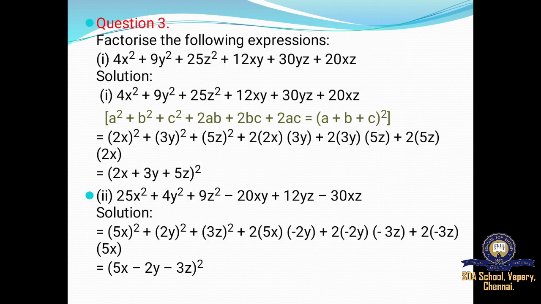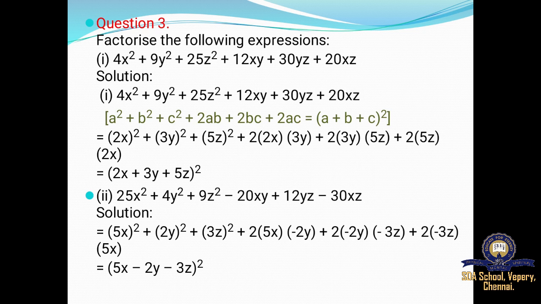Question number 3. Factorize the following expression: 4x square plus 9y square plus 25z square plus 12xy plus 30yz plus 20xz. So for this sum, I am going to make use of the identity a square plus b square plus c square plus 2ab plus 2bc plus 2ac equals a plus b plus c the whole square. Now it is not very much evident to us. We have to modify the sum in such a way that it corresponds to the given identity.